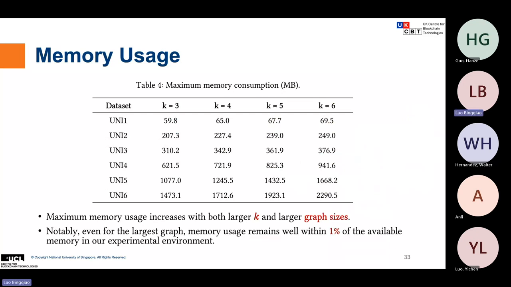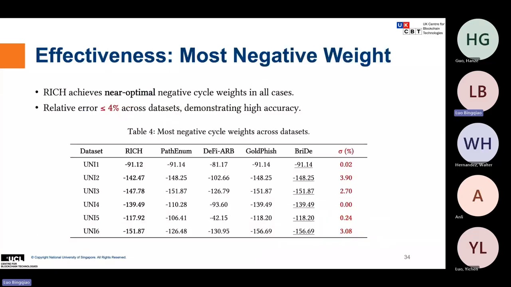That's all about efficiency, but efficiency is only valuable if the accuracy can be preserved by our algorithm. So we further explore the effectiveness of REACH. As I show in Table 4, it compares the most negative cycle detected by each algorithm. As Brady can actually detect the optimum, we compare the most negative cycle detected by REACH with Brady to see how large the relative error is.